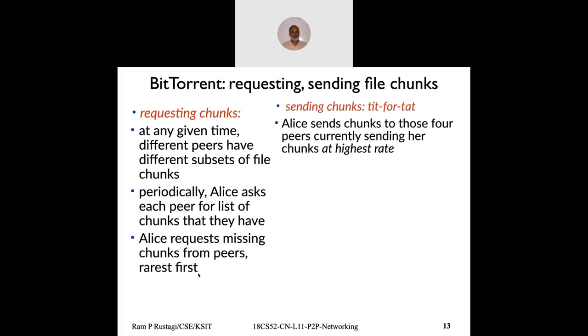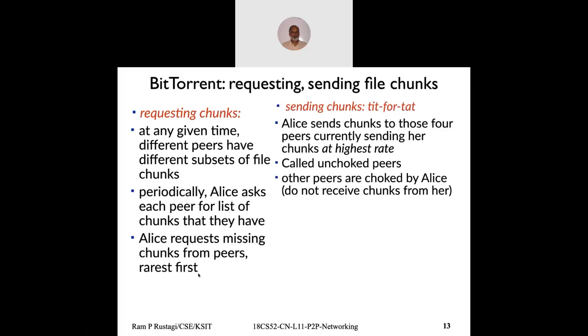Among all those peers, who gives me data at the highest rate? It looks at 4 such peers and starts sending data to them, and this is what is called unchoking the peers. So look at those 4 peers which are sending data at the highest rate, and that's called peers unchoked. And I send my data.